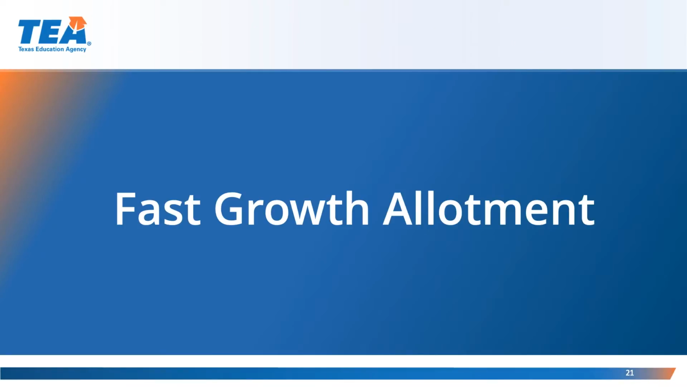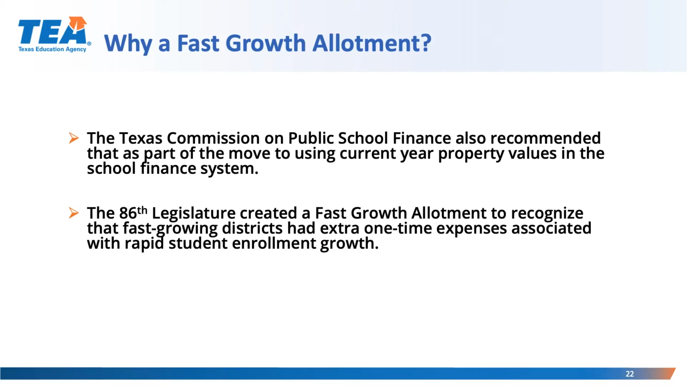Now we'll move on to the fast growth allotment. This was also a recommendation from the Texas Public School Finance Commission that as part of the move to using current year values, we should create a fast growth allotment to recognize the extra costs that fast growing districts have. And we're talking about fast enrollment growth districts here. So there are certain one-time expenses associated with rapid student enrollment growth.